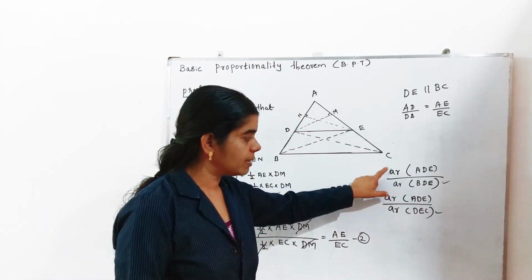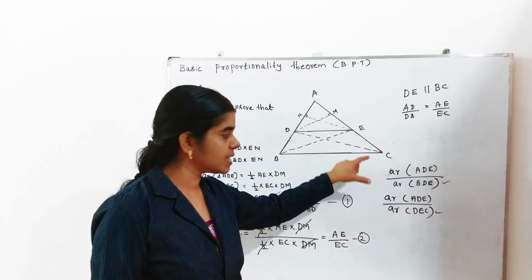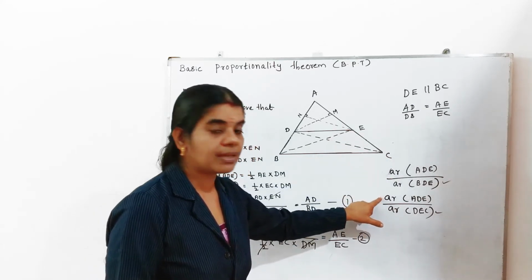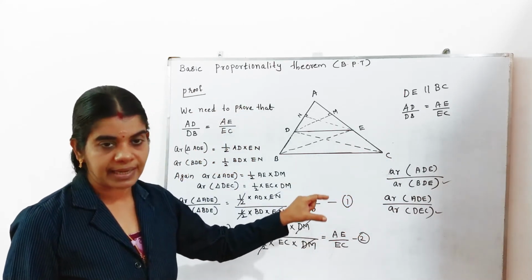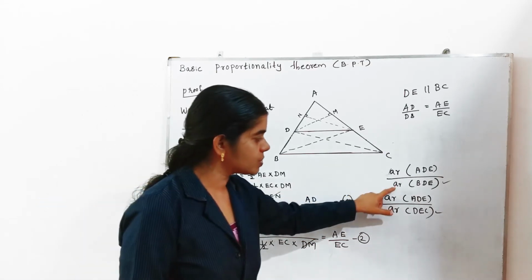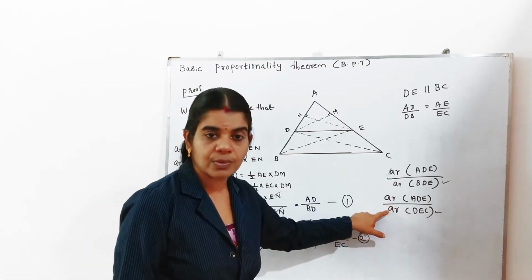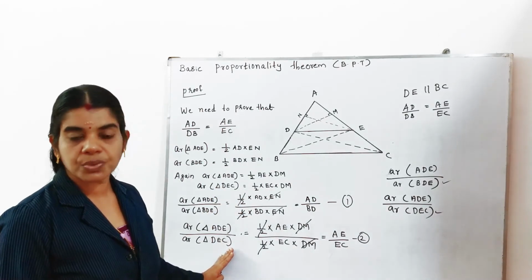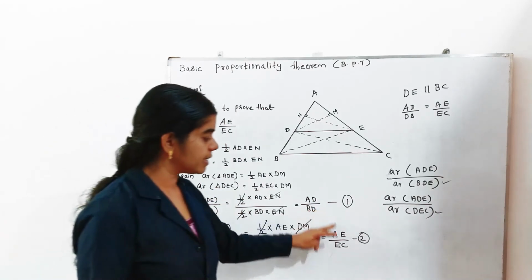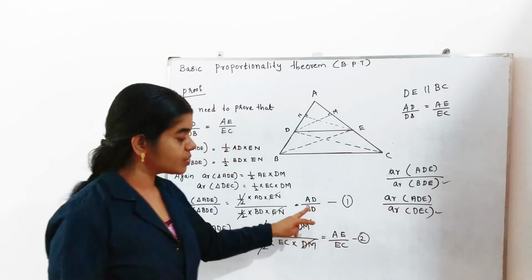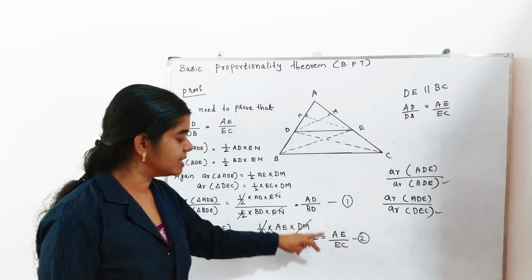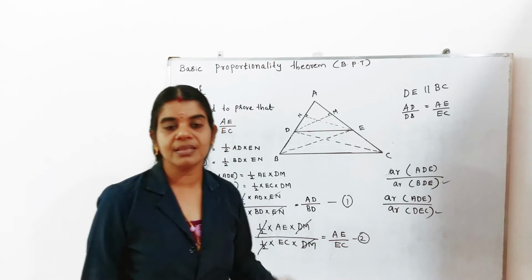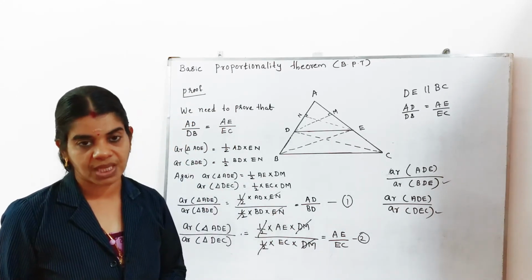Then the top is also equal. On top we are taking the area of the triangle ADE. In the second equation also the area of the triangle ADE. Then the denominators, these two triangles' areas, are also the same. So you got the left sides of equations 1 and 2 equal. So the right sides also will be equal. So we can write that AD by BD is equal to AE by EC. This is our basic proportionality theorem.